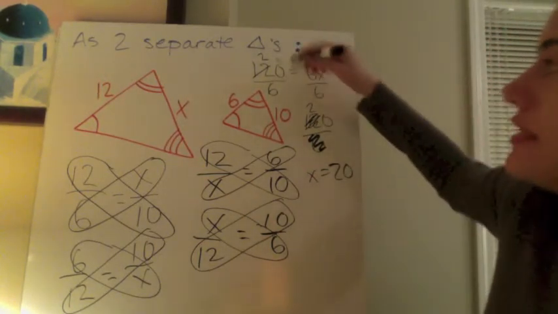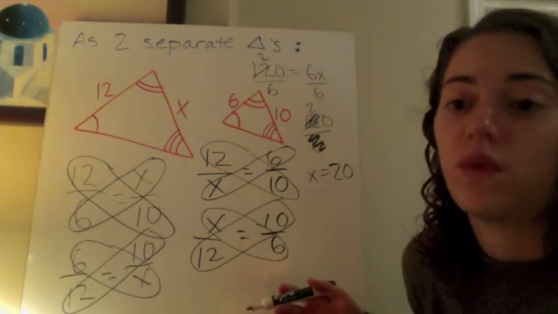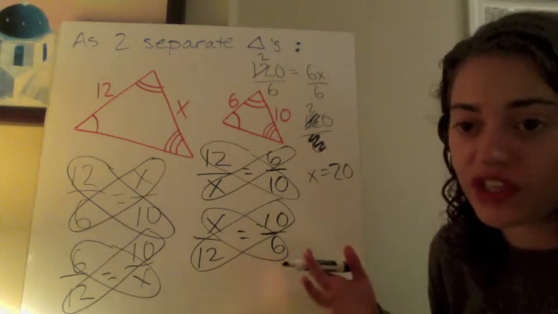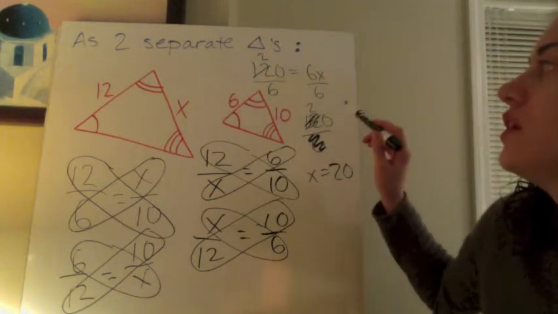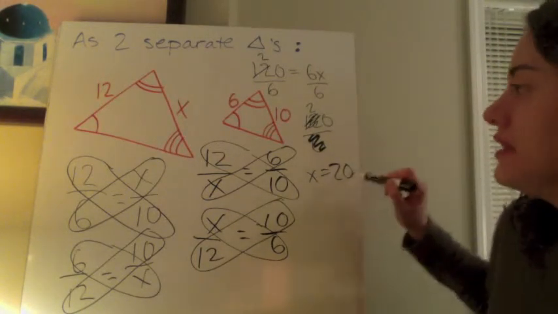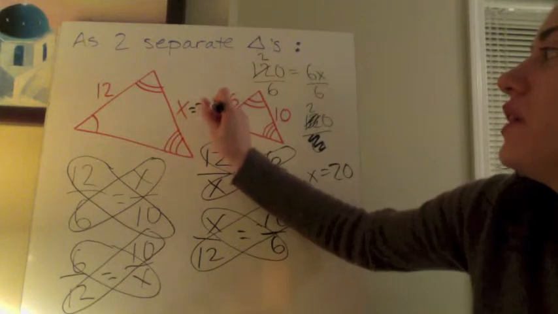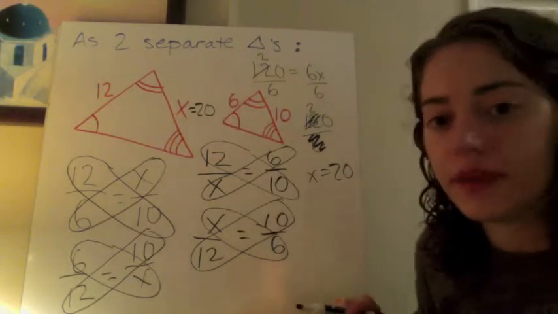If this didn't make sense how I reduced that, you can reduce 120 over 6 any way that works for you. And you will get x is equal to 20. So this value here is equal to 20.